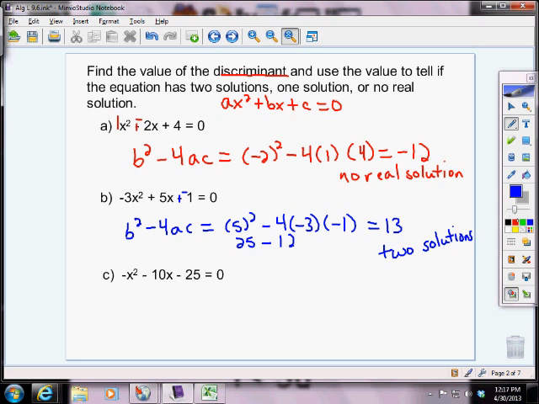So our last one here, keep, change, using our discriminant. Our b is a negative 10 squared minus 4 times my a, which is a negative 1, times my c, which is a negative 25. When you evaluate that, you get an answer of 0. So what does 0 mean?